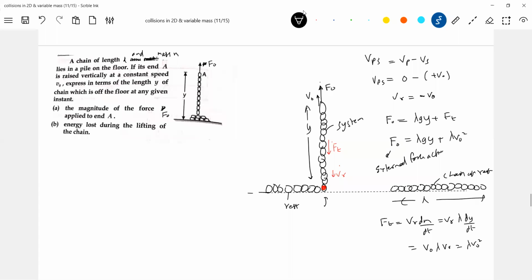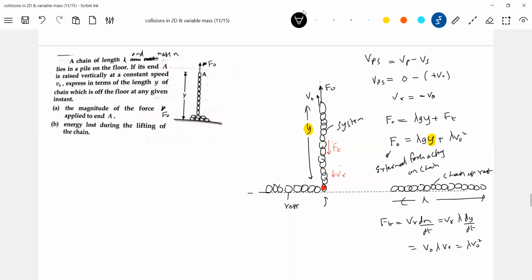External force acting on the chain. Now look at this force, constant or variable? It's variable, no? So let's do one thing. Work done by the external force in lifting the chain from the initial to this particular position. Will it apply a constant or variable force? It will apply a variable force. Look at this lambda g y. Variable force. Then it will do work.